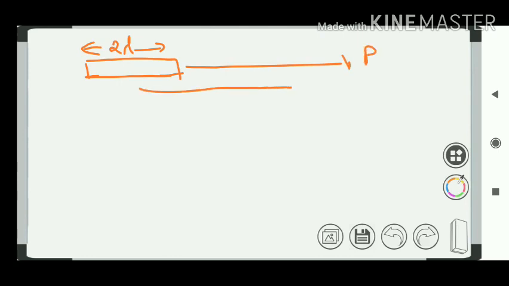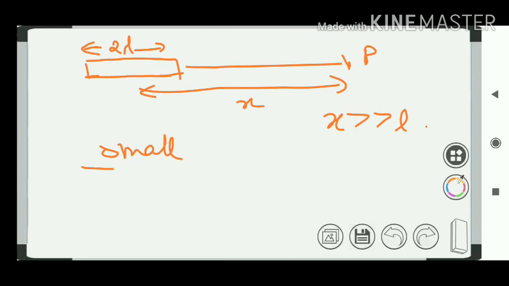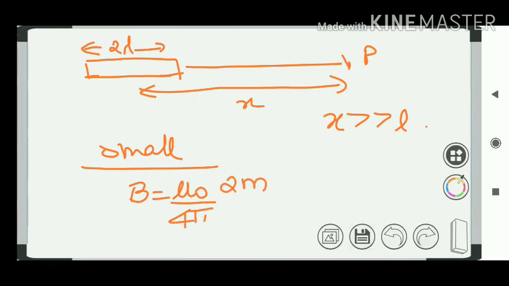Usually this distance, which we take as x, is very, very much greater than the length of the bar magnet. That is the condition when you say the bar magnet is small. So when the bar magnet is small, in that equation I can remove the L section, so that the whole equation becomes mu 0 by 4 pi 2m x divided by x square minus L square, right?